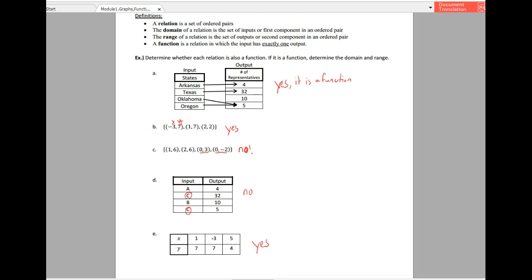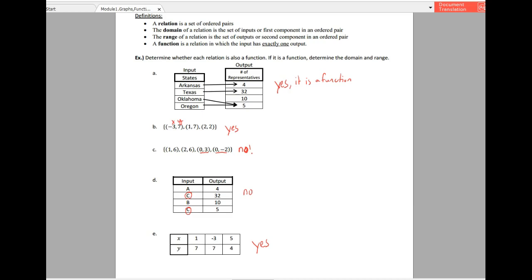Now that we know whether or not a relation is a function, I want to talk about domain and range. Domain is a set of all the inputs, or if it's an ordered pair, it's that first component, the x values. The range is the set of all the outputs, or the y values.